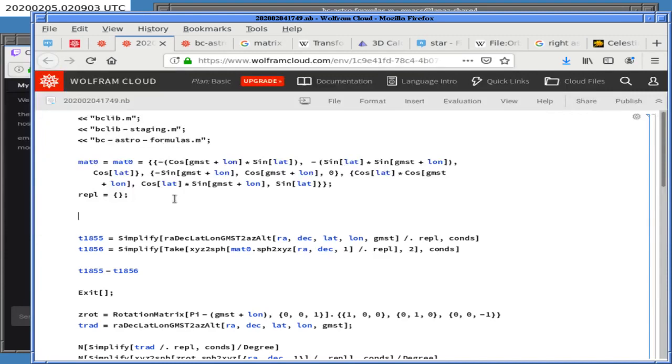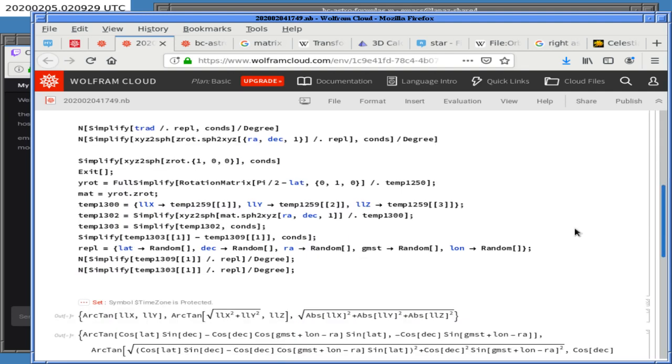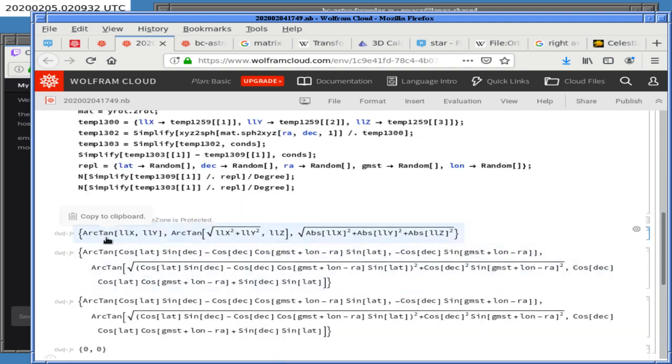Let's see. So we want to convert x, y, z to spherical. And we are going to go with LLX, LLY. I'm going to, for right now, say LLZ. I realize that we might at some point want to use square root of 1 minus LLX squared minus LLY squared, and it might actually become useful. But for right now, this is fine. And so this is longitude, latitude, and the number 1 in disguise.